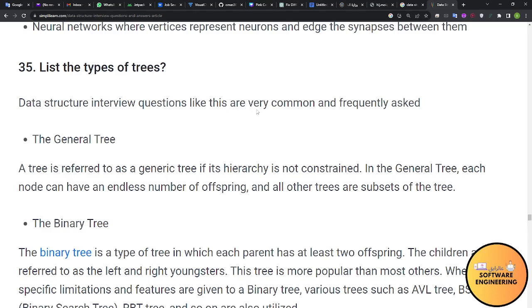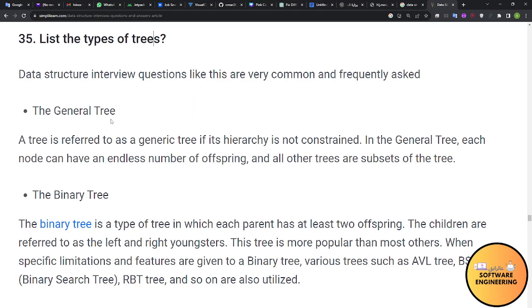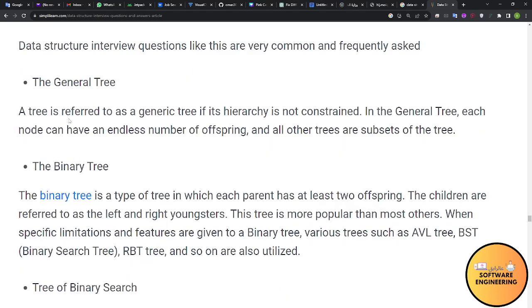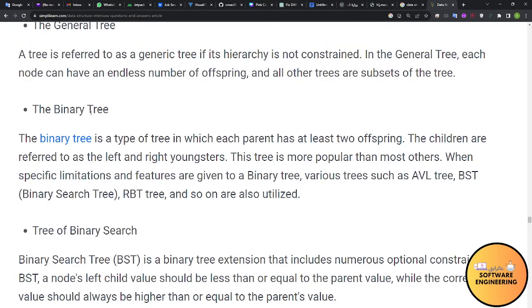طيب list types of trees، ايه انواع التريز عندي؟ Data structure interview questions like this are very common and frequently asked. The general tree عبارة عن tree is referred to as a generic tree if its hierarchy is not constrained. In the general tree, each node can have an endless number of offspring and all other trees are subsets of the general tree. تاني نوع binary tree عبارة عن type of tree in which each parent has at most كل parent ليه على الأكثر 2 offspring يعني ذرتين.